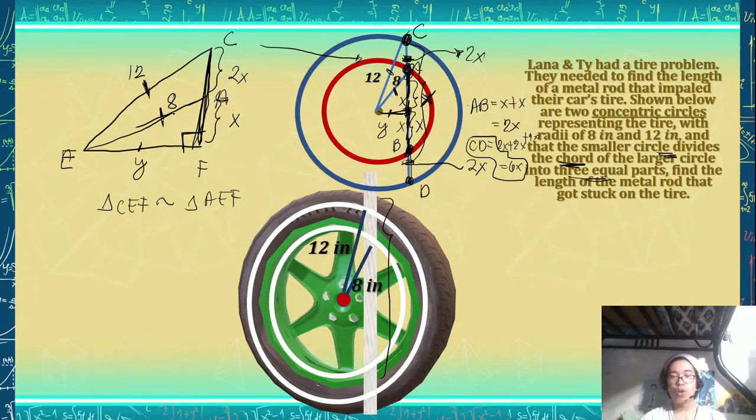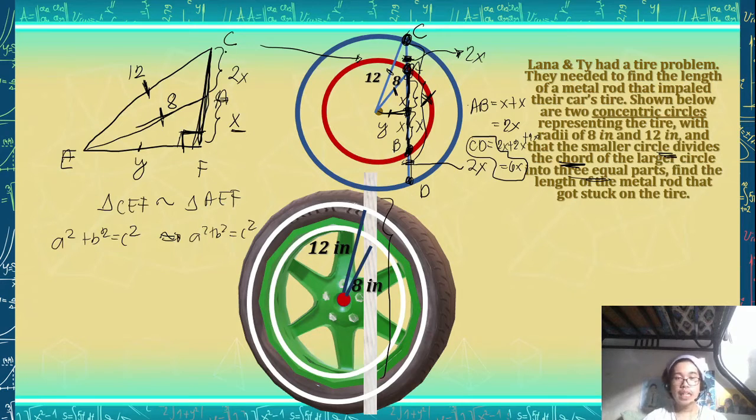And we can solve for the measurement of the value of x if we create two equations that represent the proportional segments of these two triangles. So therefore, if we have triangle CEF and we have a right triangle, of course with right triangles we can use the Pythagorean theorem. So a squared plus b squared is equal to c squared. And that's just going to be the same with the other triangle. A squared plus b squared is equal to c squared.